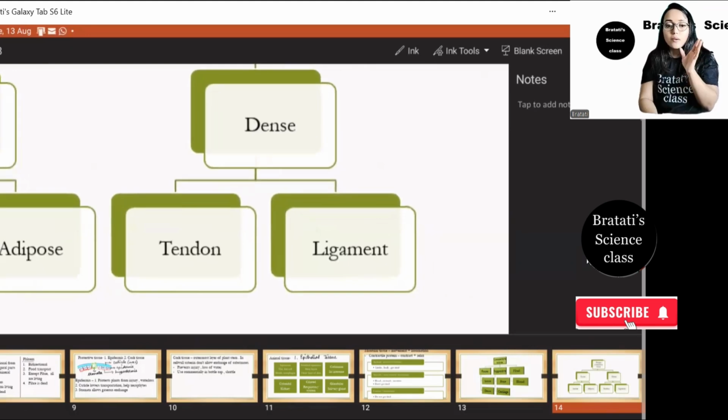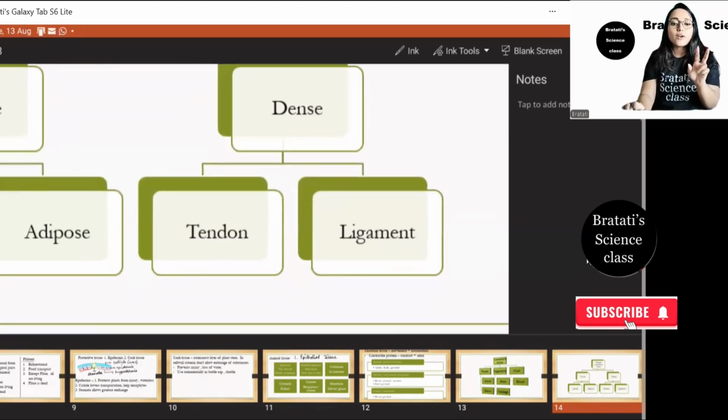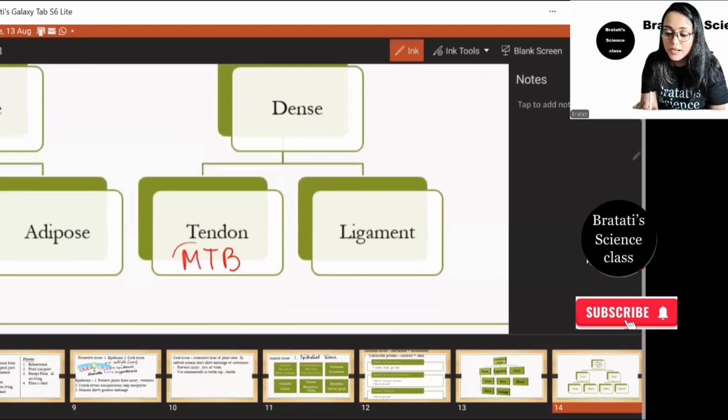The dense proper connective tissue can be subdivided into tendon and ligament. Now, tendon and ligament, what are these? Tendon attaches the muscle to the bone. The mnemonic for the tendon can be MTB, that is muscle, tendon, bone.